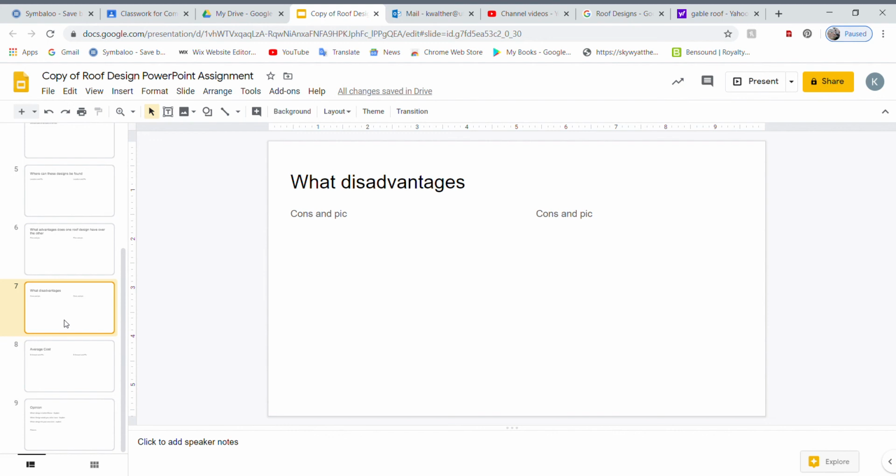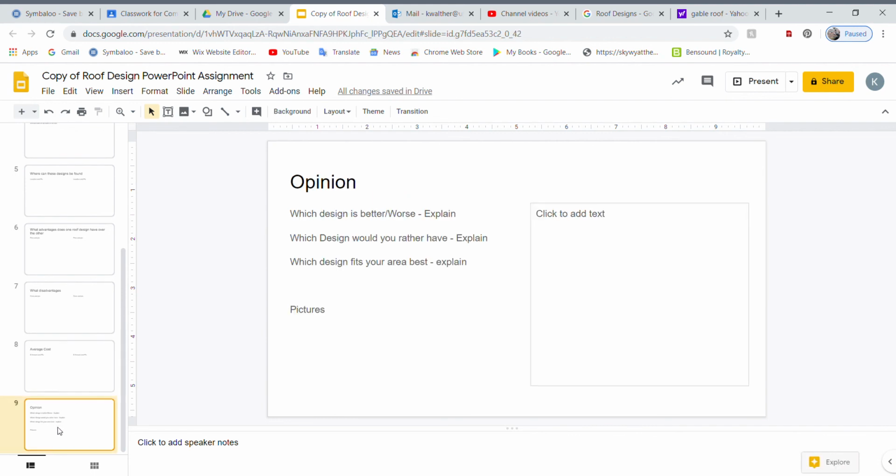Maybe the hip roof is super expensive compared to the gable. Maybe the construction is too. Then you got average costs, and again, pictures. And then this part is your opinion. Very simple part here. Again, I do want pictures, but you're going to put your opinion.